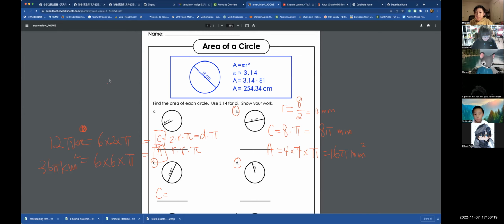Don't forget the pi thingy, okay? I don't know how to draw it. There's one on my keyboard. Oh, pi? Pi. Oh, pi.